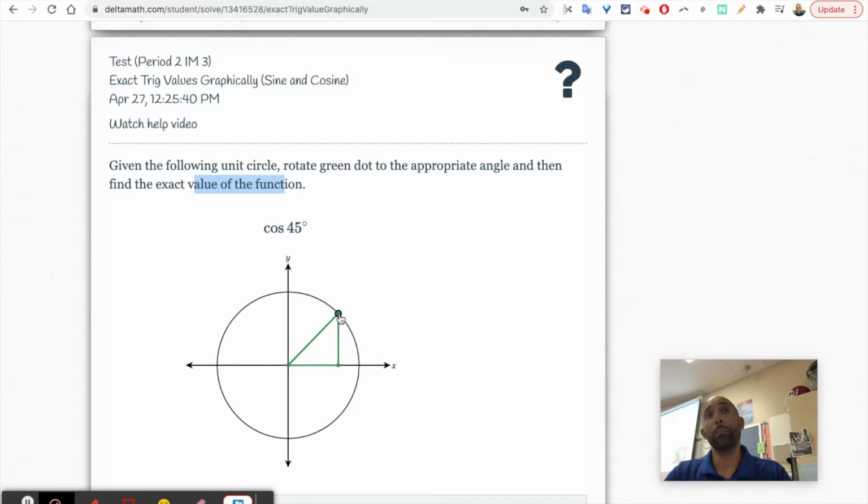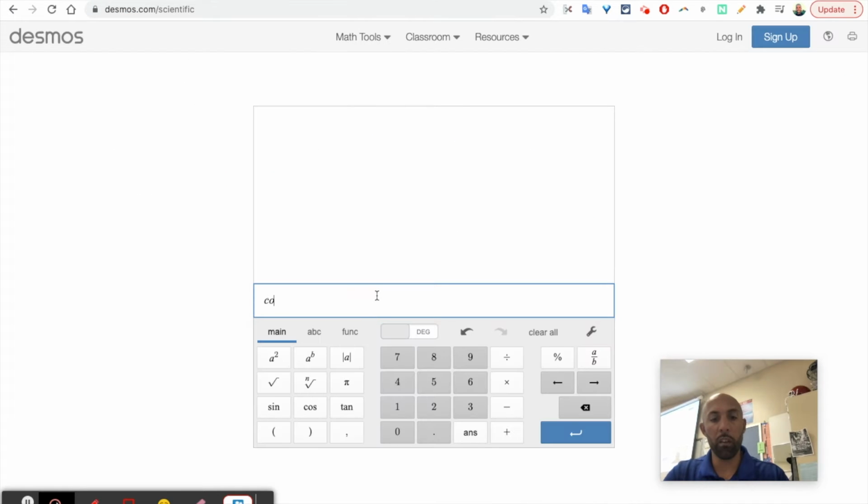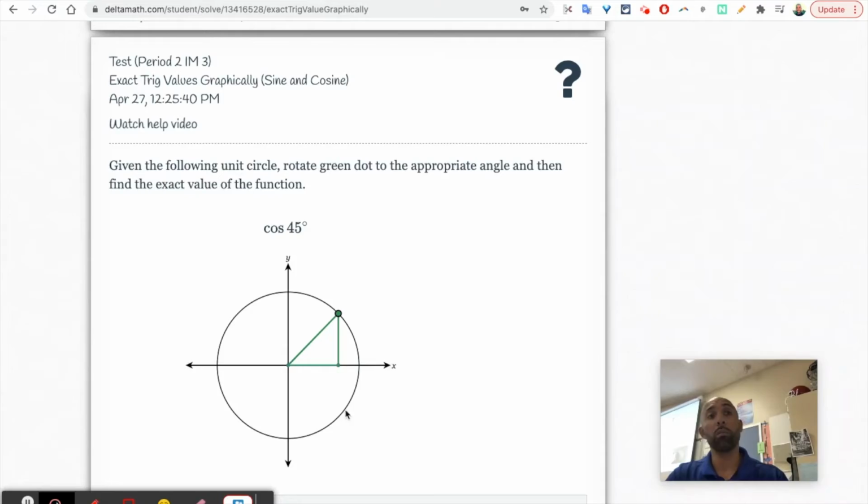The next step is to find the exact value of cosine of 45. Now, don't go over here and do this. Cosine of 45 degrees, it's 0.70. No, that's not an exact value. That's a decimal value. So what you've got to do is use the unit circle to figure that out.